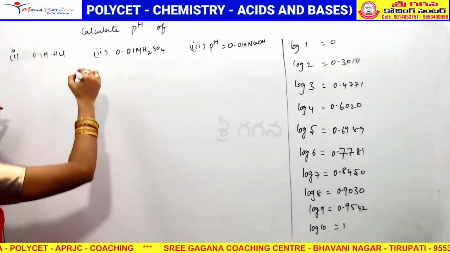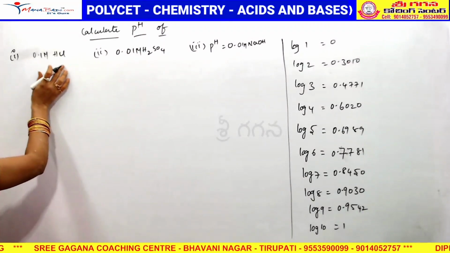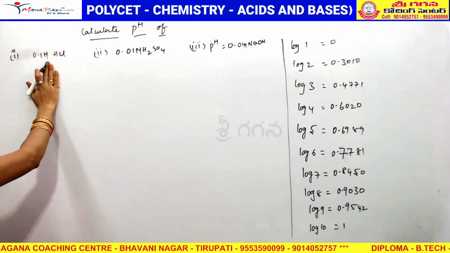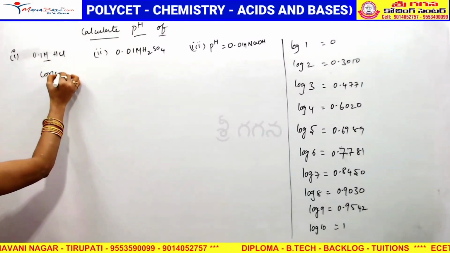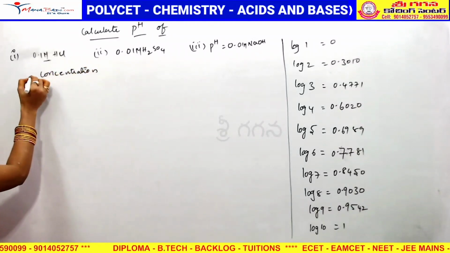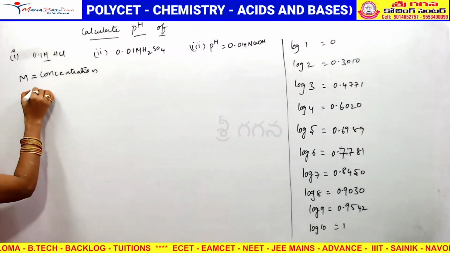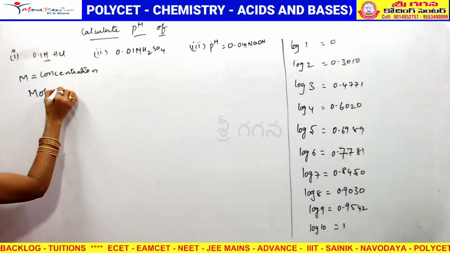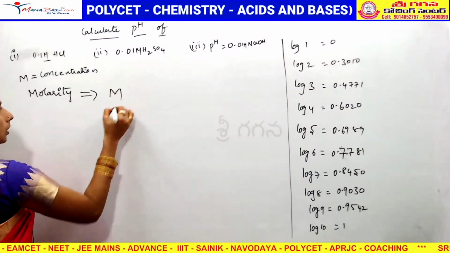Now we are going to calculate pH value for acid. Question number 1, 0.01 molar. Molar means nothing but concentration. M is equal to concentration. This is also called molarity, which we indicate with capital M.